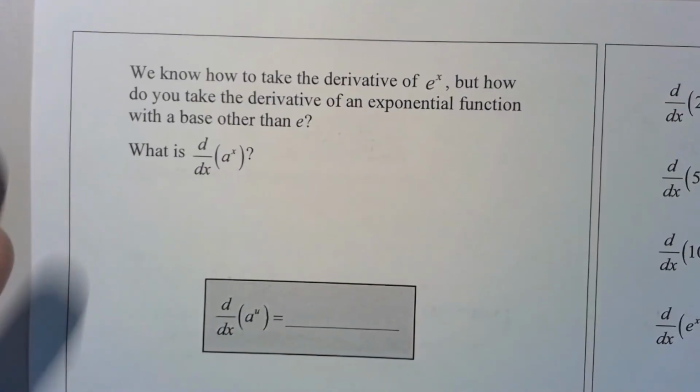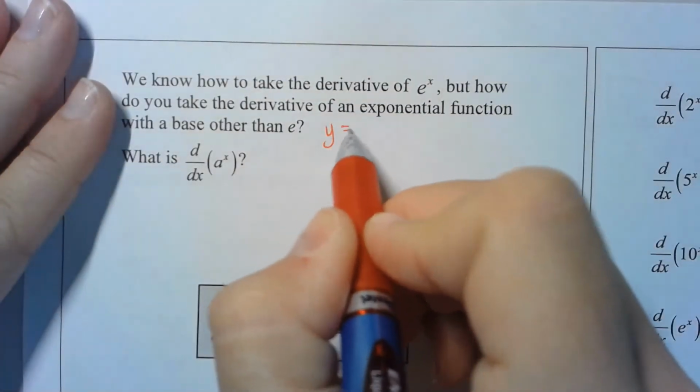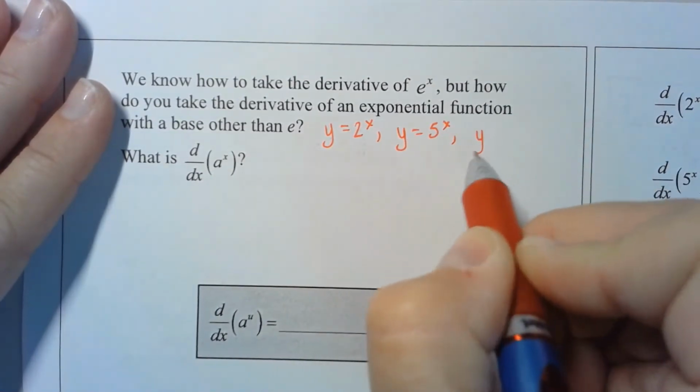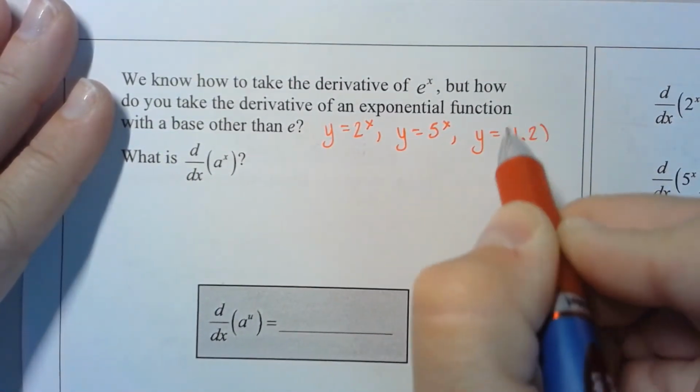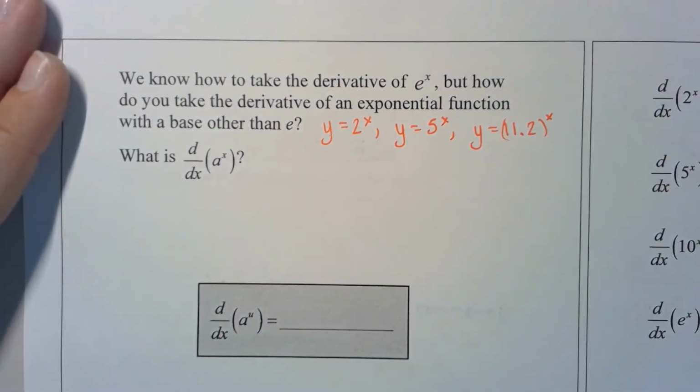So we've just finished talking about e to the x. But what if it's not e to the x? What if it's 2 to the x? What if it's 5 to the x? What if it's 11.2 to the x? What if the base is not e?